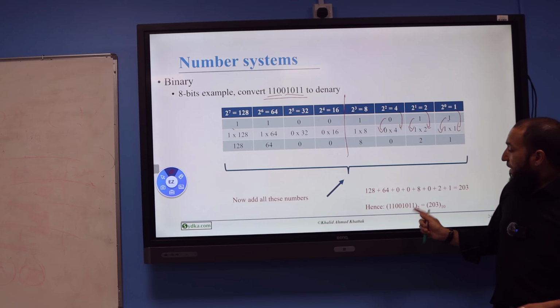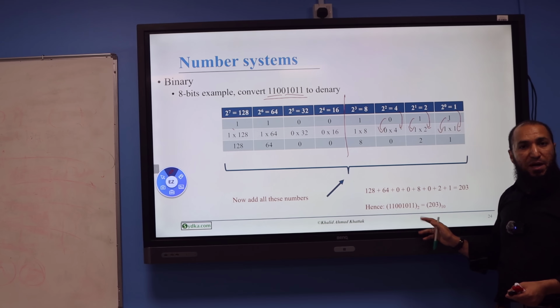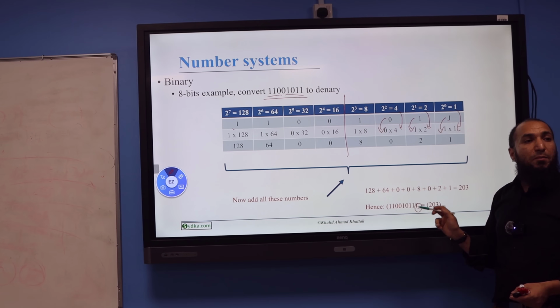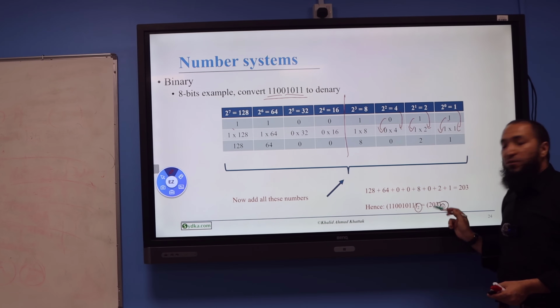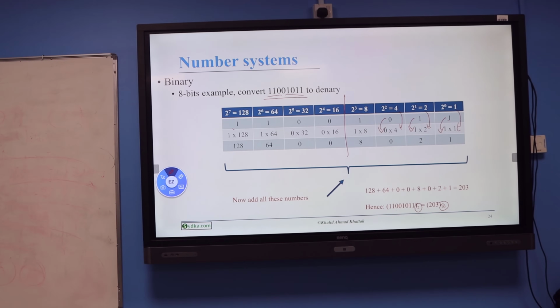Another thing to note is that when we're writing the answer, we have to write that this is binary, but make sure you have the base 2 and make sure you have the base 10. Because we are dealing with two numbering systems, in this case we will know which number belongs to which number system.